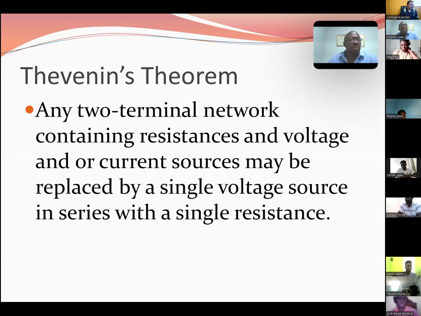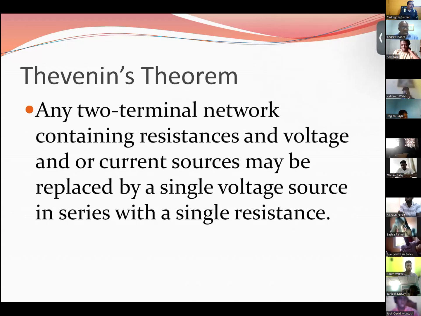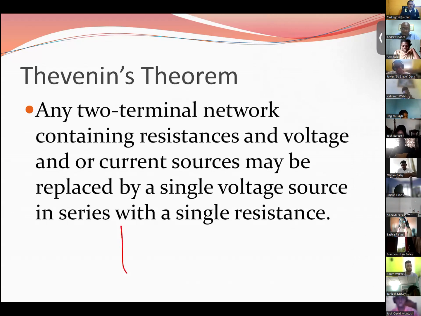Okay, so Thevenin's theorem, as stated, states that any two-terminal network containing resistances and voltage and current sources may be replaced by a single voltage source in series with a single resistor. In effect, what Thevenin is saying, if I have a network, doesn't really matter what's in there. Right, so this is my network.